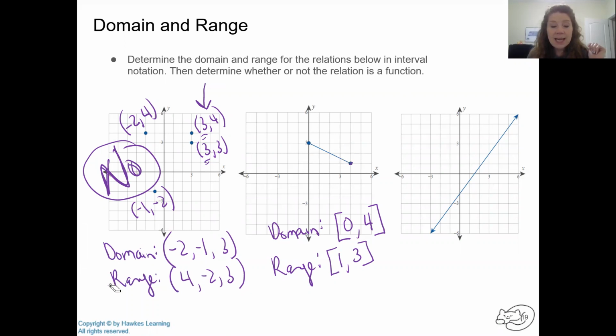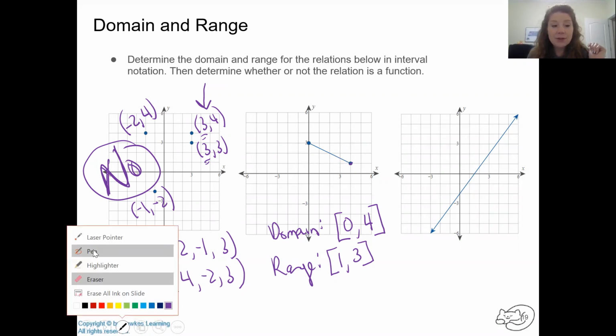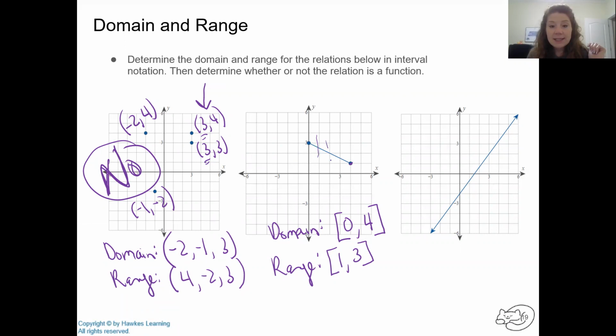Is this thing a function? Would it pass the vertical line test? Yes, it passes the vertical line test. It is a function, yes. So we don't have to list any ordered pairs to prove it's not.